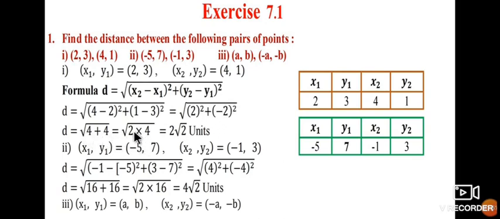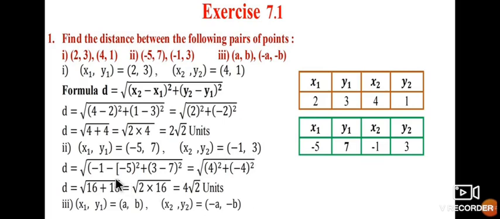4 plus 4, that is 8. Square root of 8 can be written as 4 into 2, that is 2 into root 2 units. The distance between these 2 points is 2 into root 2. Similarly, now the second one, minus 5 comma 7 and minus 1 comma 3. Now this is x1 y1 is minus 5 comma 7, x2 y2 is minus 1 comma 3.